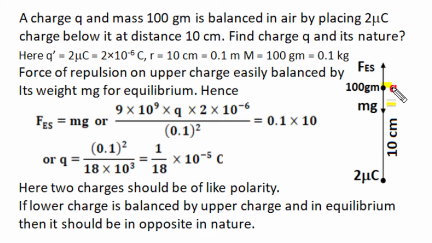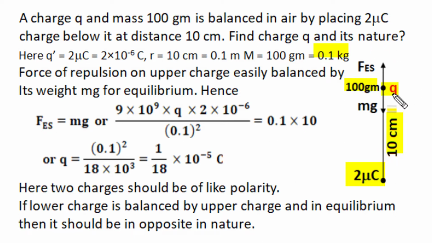A charge of unknown magnitude q having mass 100 gram has to be balanced in air by placing a positive 2 microcoulomb charge below it at a distance of 10 centimeter from it. We have to find out the magnitude and polarity of this charge q. Now it is given that this charge has a mass of 100 gram or 0.1 kilogram, and that will have a gravity force vertically downward, and this charge of 2 microcoulomb has positive polarity, and to produce a vertically upward electrostatic force the unknown charge must be of like polarity, then only they could have a repulsion in the vertical upward direction.